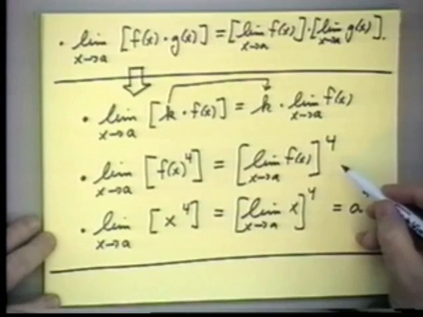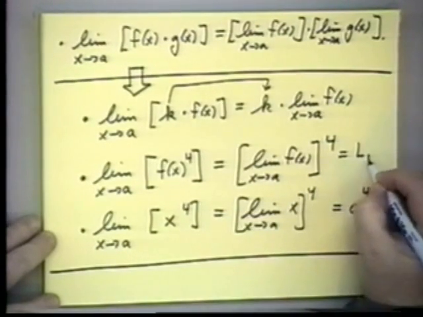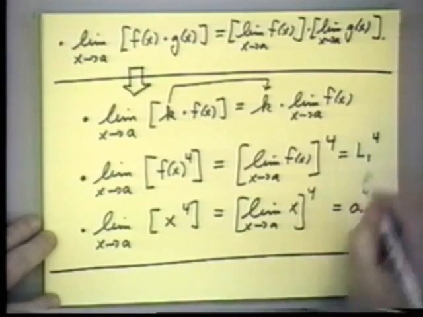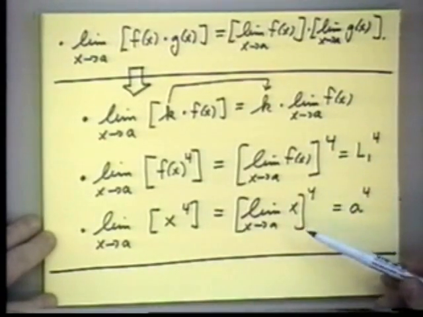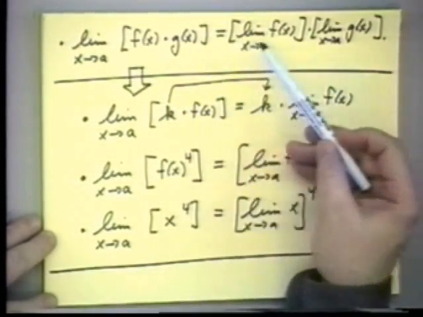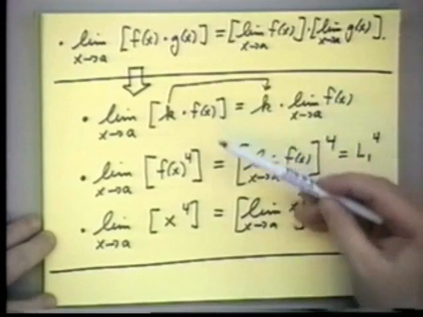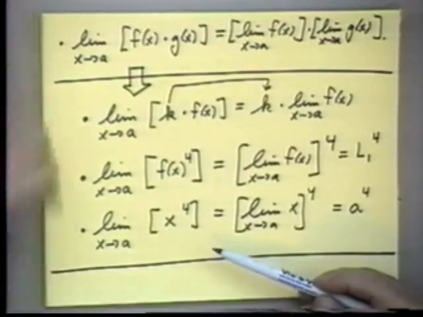Now the one above, just for the record, the limit of f of x, you may recall we call that the number L1, so this is the number L1 to the fourth power. So here are three cases that follow immediately from the limit of the product of two functions is the product of the limits. And these were written down not because they are new, but because they are very helpful and useful in practice.